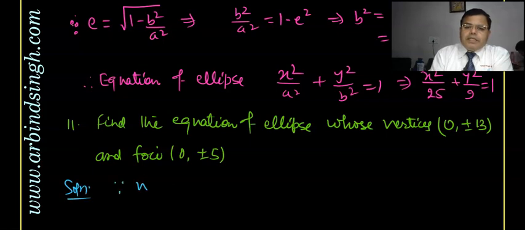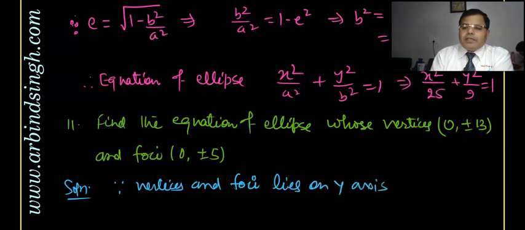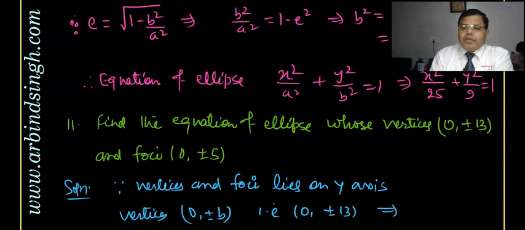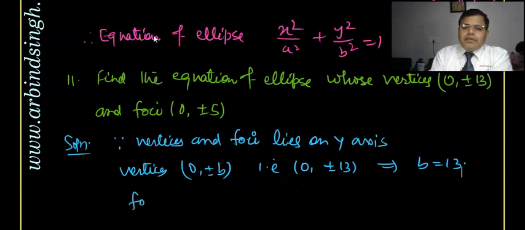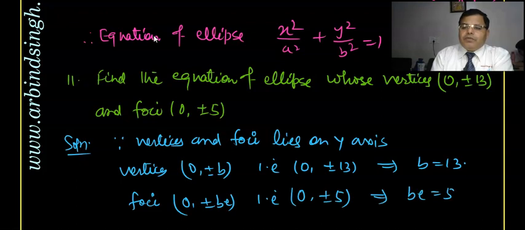Since vertices and foci lie on y-axis, therefore the equation of ellipse will be, vertices 0 plus minus b, that is 0 plus minus 13, so therefore b is equal to 13, right? And foci is 0 plus minus be, that is given here 0 plus minus 5, this implies be is equal to 5 and e is equal to 5 by 13.